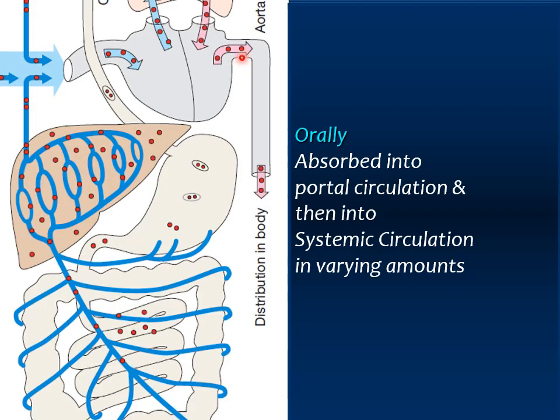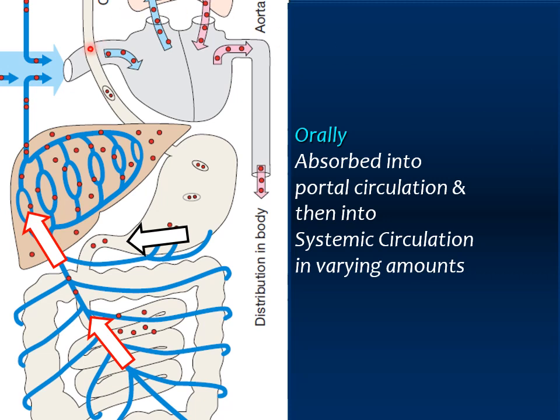Orally, through the mouth, this is the esophagus and stomach and small intestine and then the large intestine. So when given orally, the drug is absorbed into the portal circulation, and through the portal circulation it is going into the liver and then the systemic circulation, like this. Okay, so obviously the amounts will be varying.